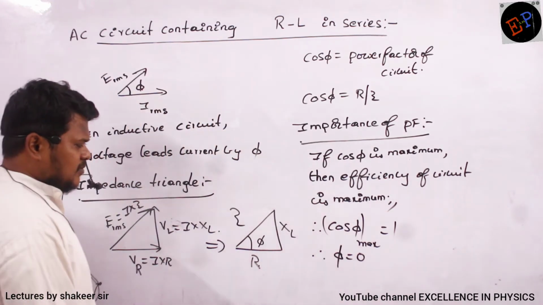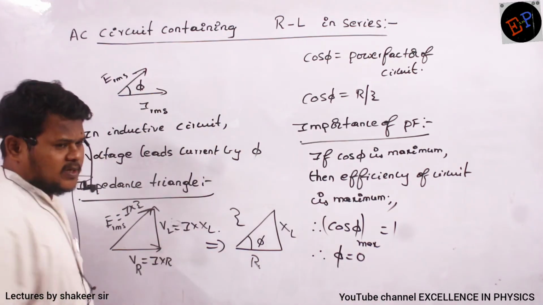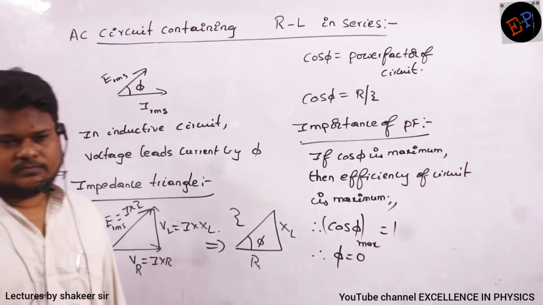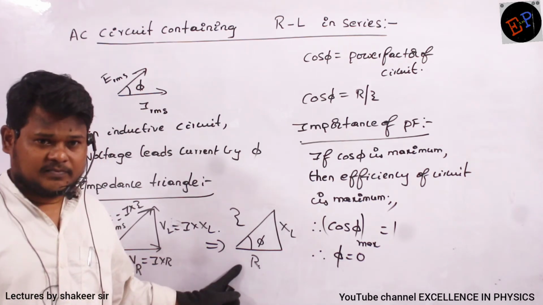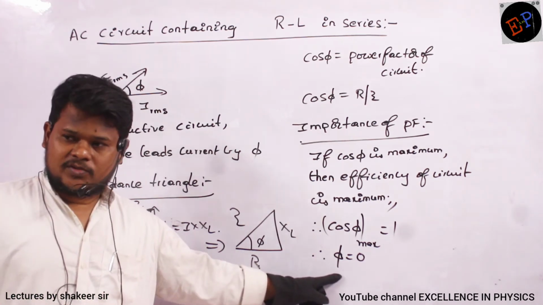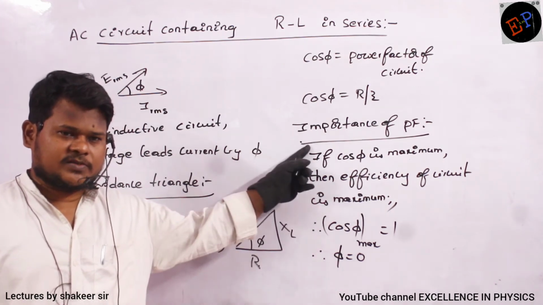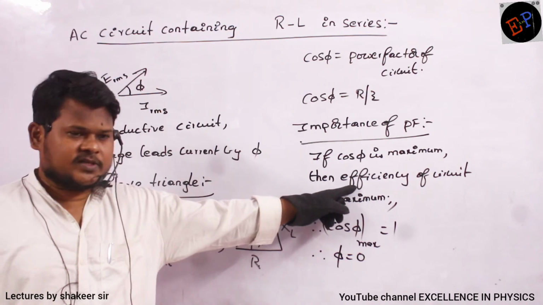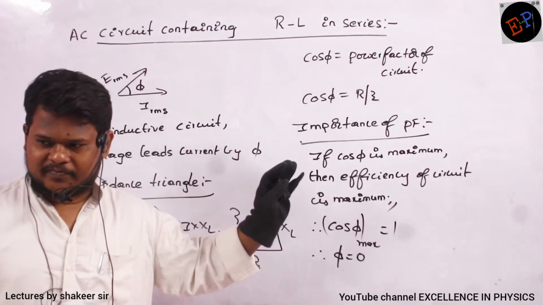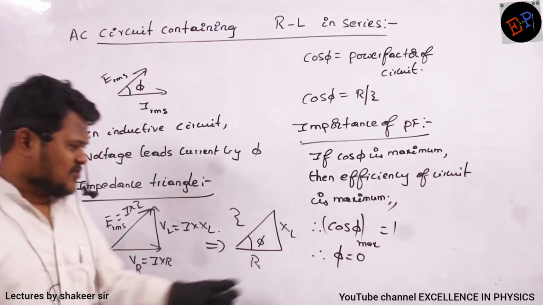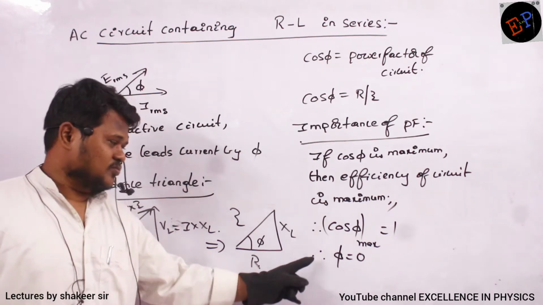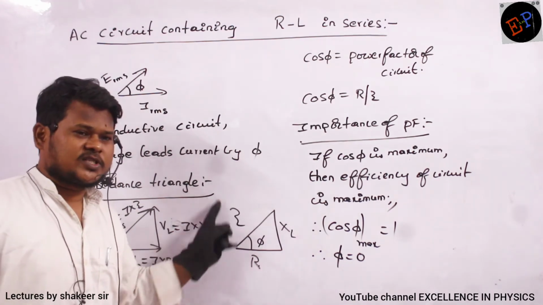If phi value is 0, then which value will become 0, ma? In this triangle, if phi value should become 0, then cos phi is maximum. If cos phi is maximum, power factor is maximum. If power factor is maximum, efficiency of the circuit is maximum. Are you able to understand? So if cos phi should become 0, how should this triangle change?